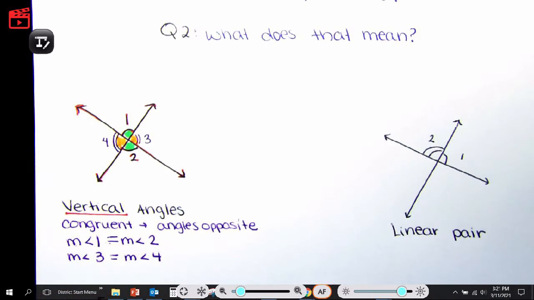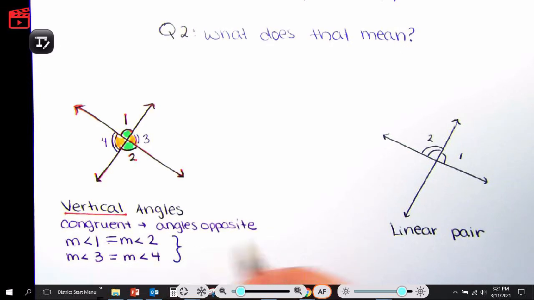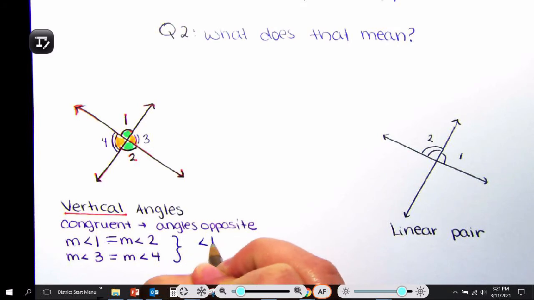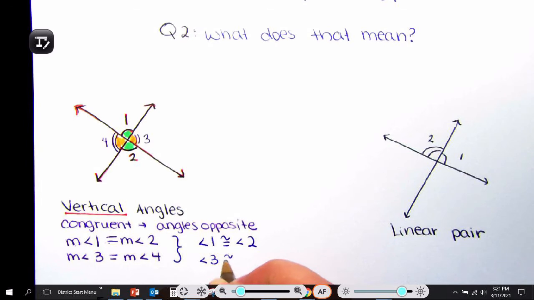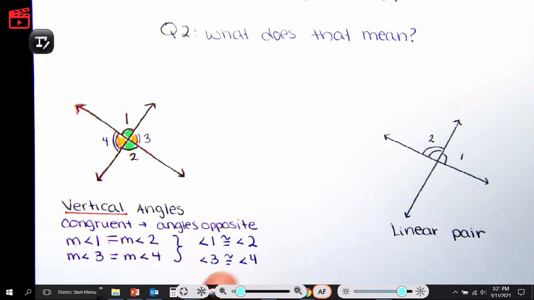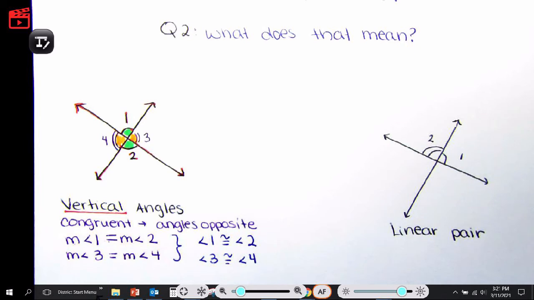Now, sometimes you're going to see that squiggly sign. So squiggly signs are also known as congruency. So you can say angle 1 is congruent to angle 2. Angle 3 is congruent to angle 4. Notice that I removed the M when I am talking about congruency, but when I am talking about the measurement, I place the M. So this M, this is how you read it. Measurement of angle 1 equals measurement of angle 2. Now this is how you read this. Angle 1 is congruent to angle 2.